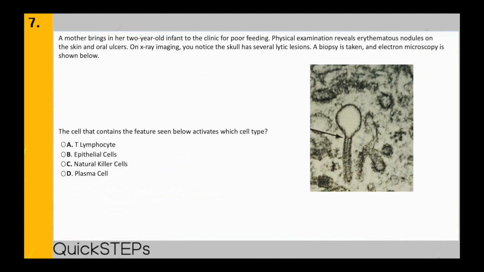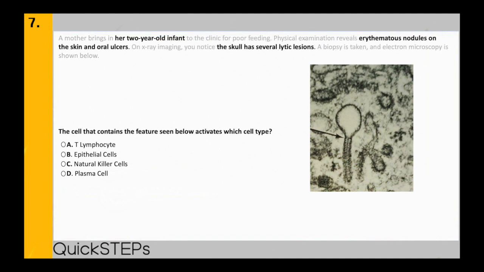The key words that we highlighted were 2-year-old infant, erythematous nodules on the skin and oral ulcers, and that the skull has several lytic lesions. So if you're a gunner or you just finished reading First Aid cover to cover, well, congratulations, you probably figured out that this was Langerhans histiocytosis. But that really won't help you all that much because you just have to know the general function of the cell involved. For those of you thinking that this condition is low yield, it actually shows up a lot more often than you would expect.